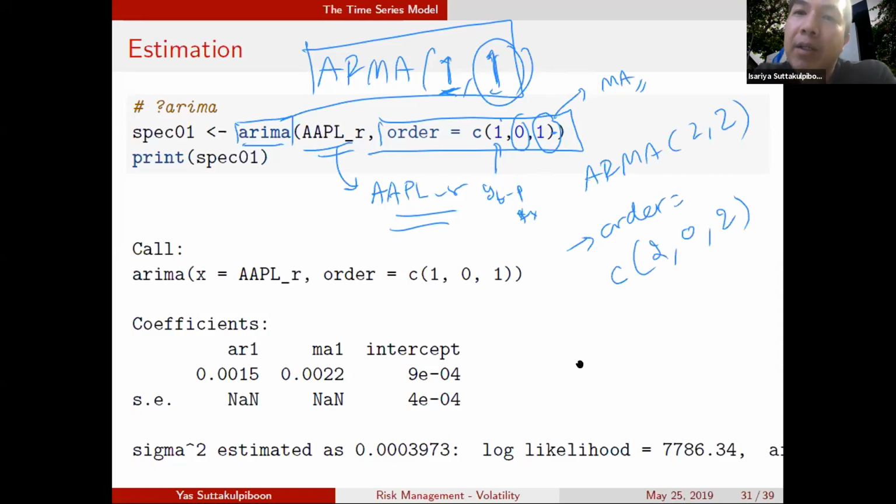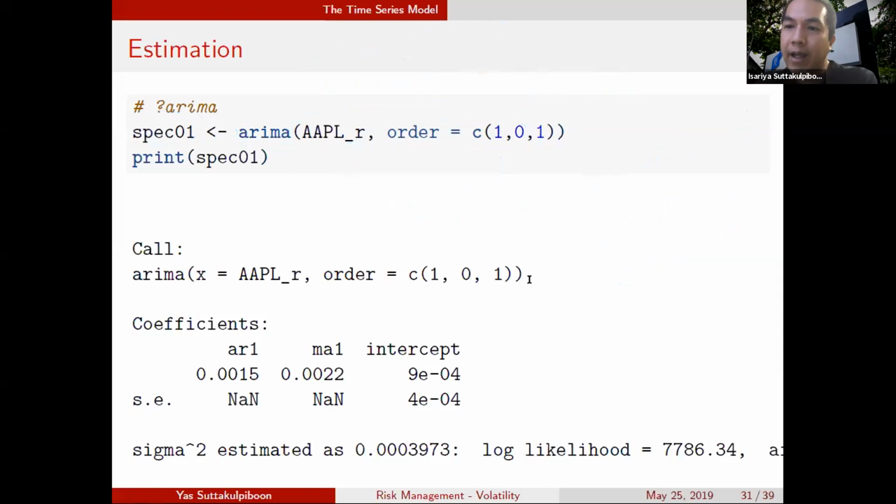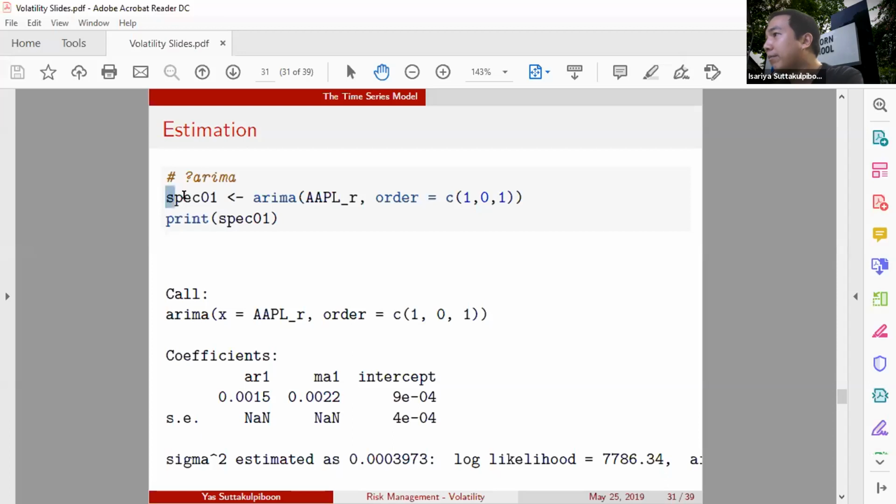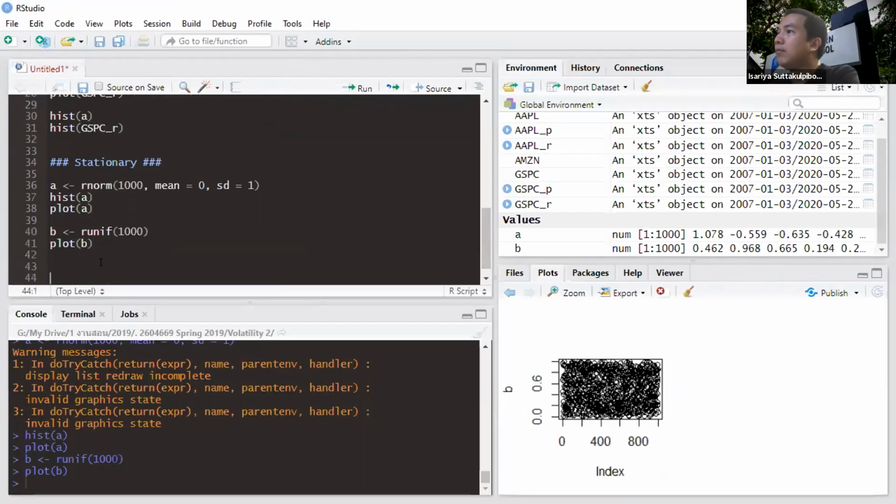In here, I put in a variable called spec01. You can name an equation anything; it just happened that I named it spec01. This function will take care of the estimation already, which I will show you. But in here, I just want you to understand the basic structure of what's going on. All right, so let's do that in R. I'll just copy and paste the whole thing, and you can do the same too. Okay, ARMA estimation.